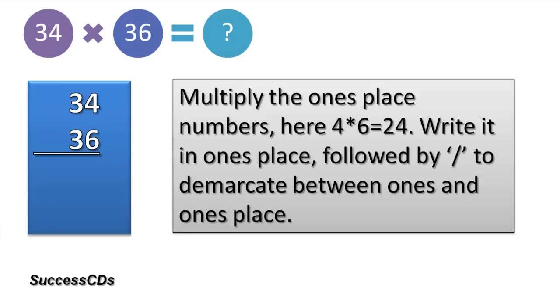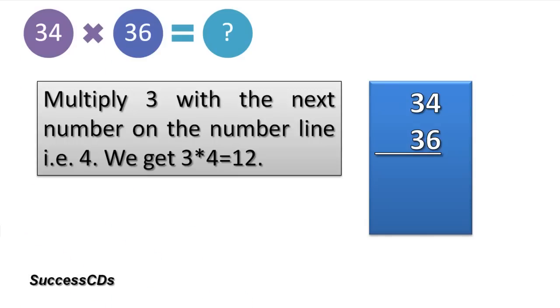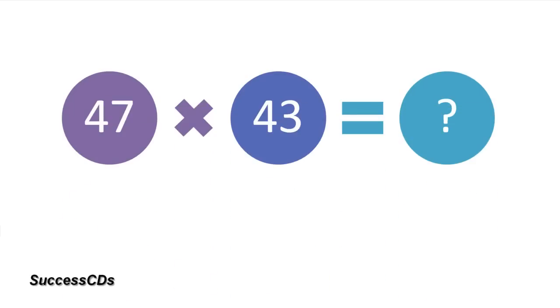First of all, you will multiply the ones place numbers. 4 multiplied by 6 gives us 24. We will write 24 in the ones place and follow it by a slash. The next step is, you will multiply 3 with the number which is next on the number line, that is 4. 3 multiplied by 4 gives us 12. So the answer to this sum, 34 multiplied by 36, is equal to 1224. Another sum for you is 47 multiplied by 43.